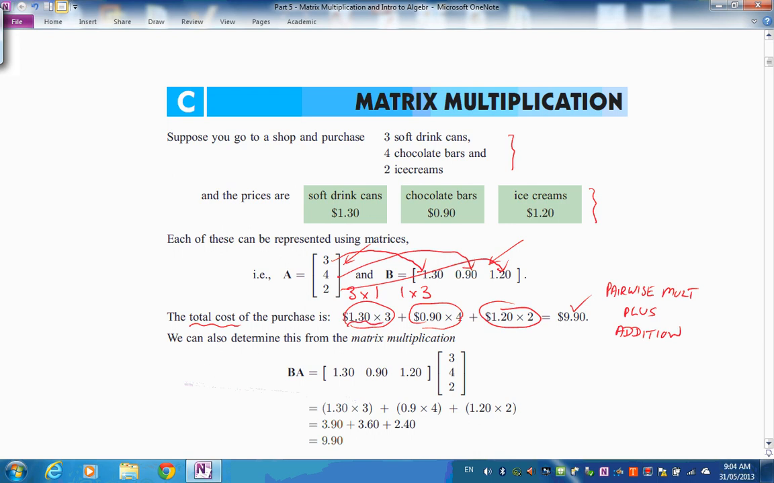Okay, so we're going to say we want 3 lots of $1.30 plus 4 lots of 90 cents plus 2 lots of $1.20. And how would you define that with 2 matrices? So here we are, we have the 1 row by 3 columns matrix and the 3 rows by 1 column matrix. And what we say is we need this to dive down there. So the $1.20 would be next to the 2, the 90 would be next to the 4, and the $1.30 would be next to the 3.